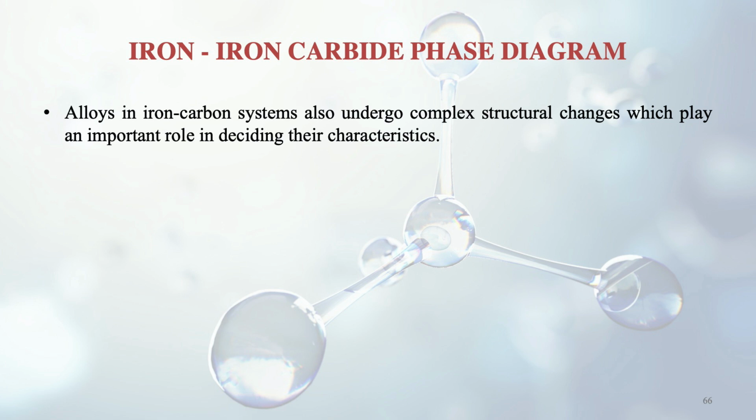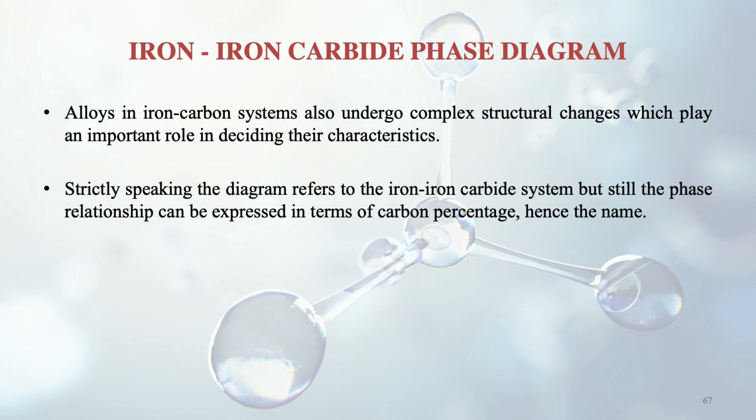So now we discuss the iron carbide phase diagram. Alloys in iron carbon systems also undergo complex structural changes which play an important role in deciding their characteristics. If there are alloys, then obviously the properties will change and we will get different types of things, and we can use them for different kinds of purposes. Strictly speaking, the diagram refers to the iron carbide system, but still the phase relationship can be expressed in terms of carbon percentage. Hence the name is also given as iron carbon diagram.